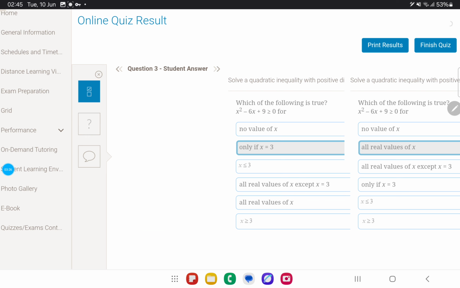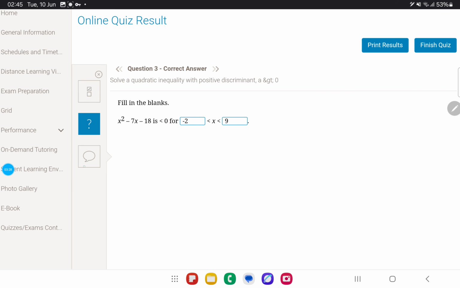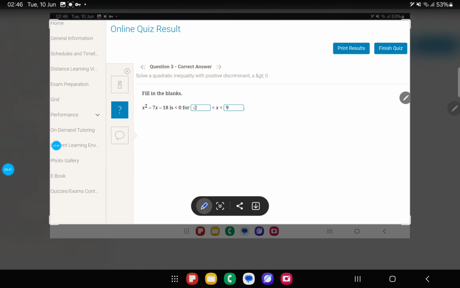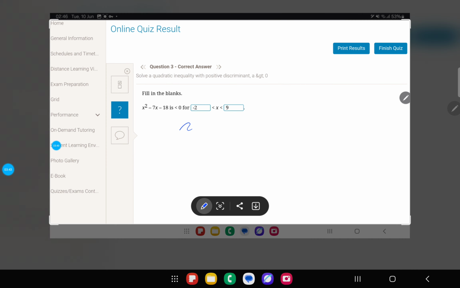So now for question 3. Okay, again, you do mode 5-3, 1, negative 7, negative 18. Or you can just factor it all the way. Okay, now I'm gonna get two roots. You're gonna get x equals 9 and x equals negative 2. We have two roots, right? Now we're gonna make a table. Okay?